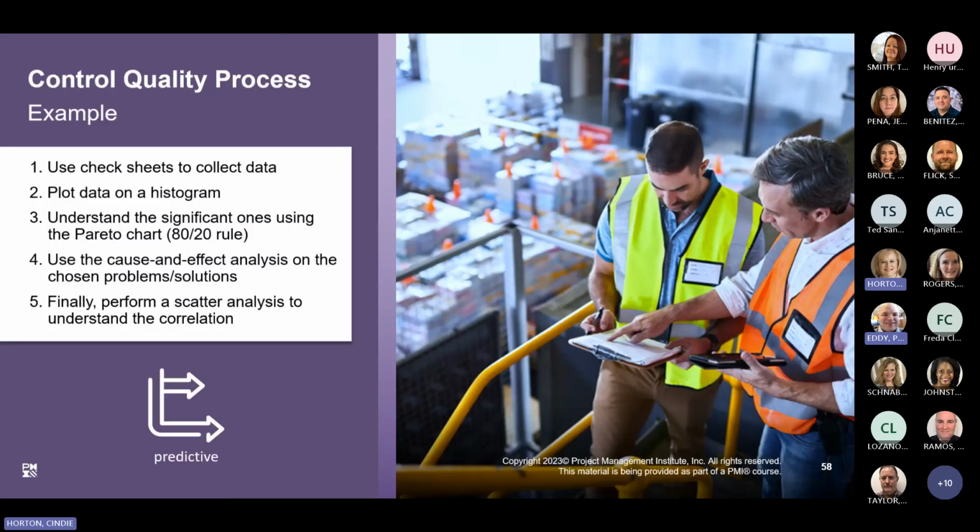Before we get to those tools, here's what a sample quality evaluation process could look like in predictive approaches using the control quality process and some of the tools we've just learned about. First, we can use our check sheets to collect our data. Next, we could plot that data on a histogram to understand the significant ones using the Pareto chart or the 80-20 rule. To aid further analysis, we could use our cause and effect analysis on the chosen problems or solutions. And then finally, we would perform a scatter analysis to understand the correlation between those variables.